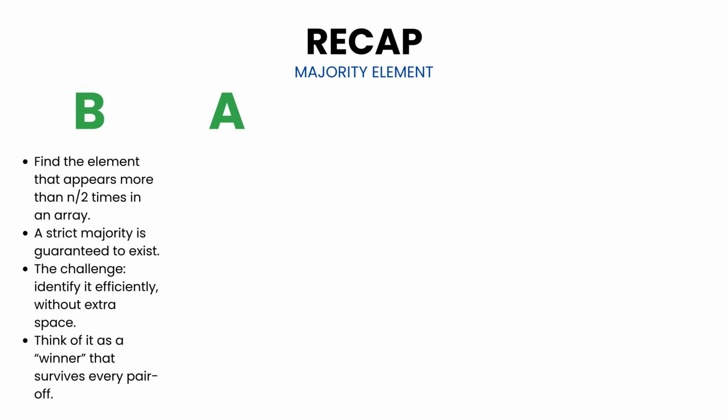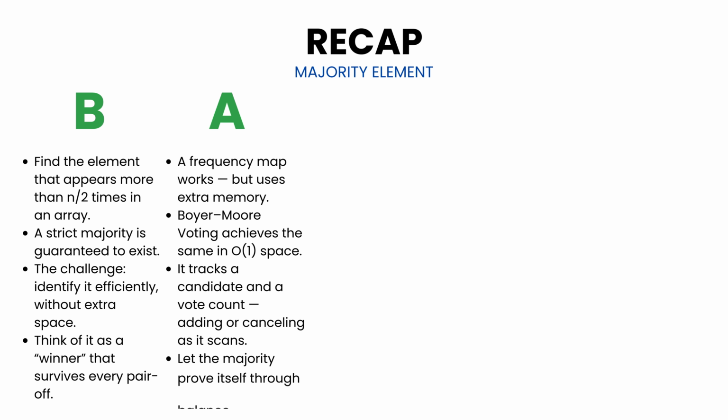Assess recap. We compared two main approaches, using a hash map for frequency counting versus the Boyer-Moore voting algorithm. Both run in O(n) time, but Boyer-Moore uses just O(1) space, elegant, efficient, and the clear interview favorite. It tracks a candidate and a count, adjusting as elements vote for or against it.